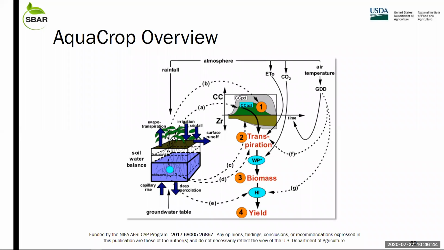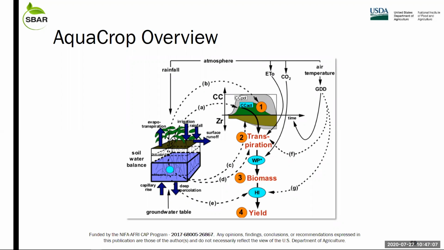So here's a general graphical overview of what the model looks like. So you see in the middle of the screen where all the arrows are kind of going towards, next to the number 1, it takes in the CC, which is the canopy coverage. ZR is the root depth, right? So it takes the canopy coverage and the root depth, in addition to weather data like CO2 and evapotranspiration, you see there on the top from the atmosphere.